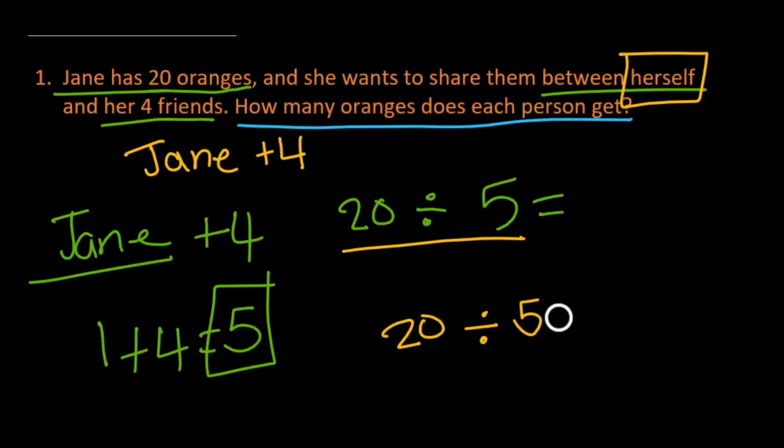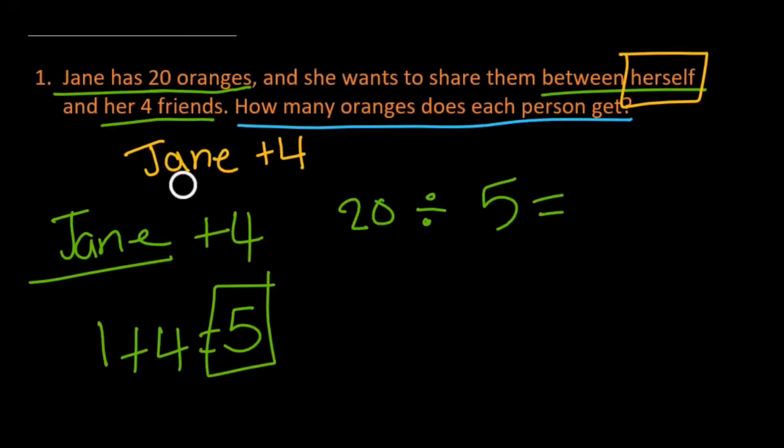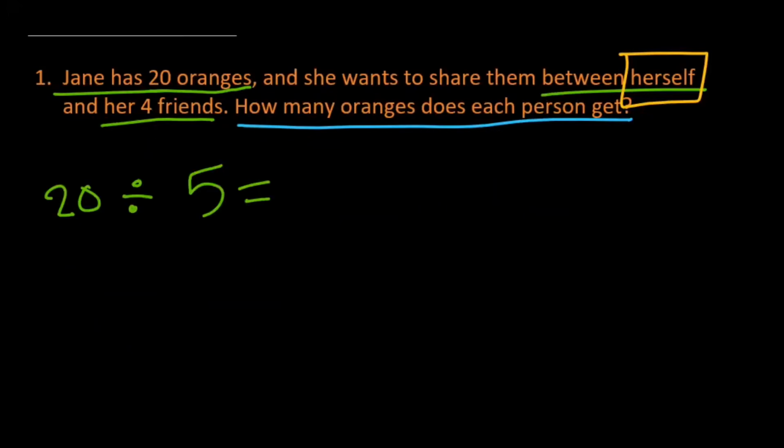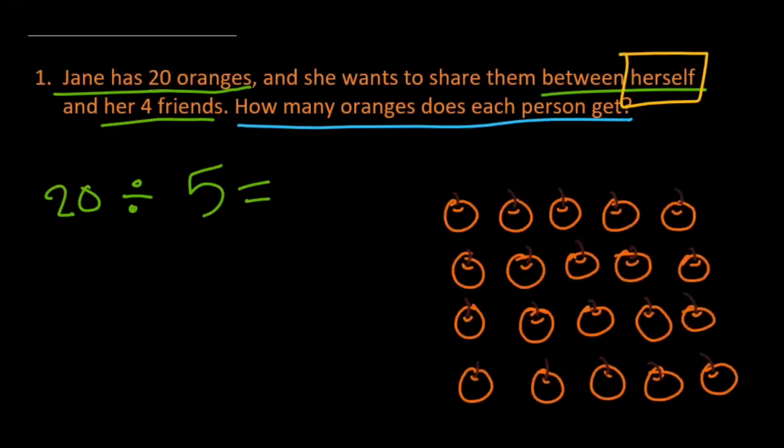Okay, so now we have 20 divided by 5, like we do right over here. I don't think we need all this stuff, so I'm just going to erase it. So we have our problem written down, 20 divided by 5. But now we need to solve it, but we have to represent it by drawing pictures as sharing. We have to share 20 oranges. Let me just draw 20 oranges.